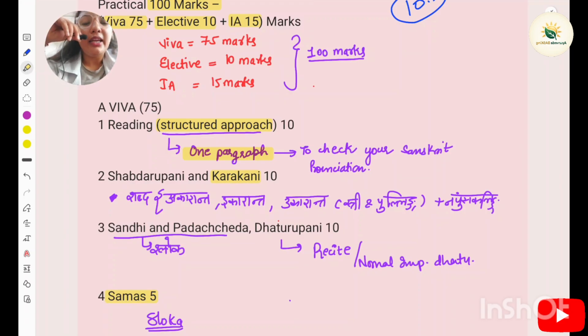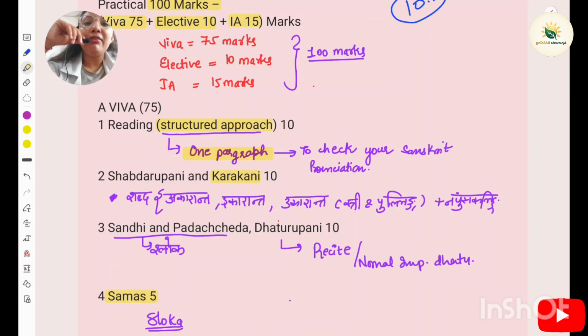Then for Karakani, what happens is they can give you one shloka. In a shloka there are sandhis also, because sometimes a big word comes in a shloka, and samas also, according to the meaning of that particular shloka.